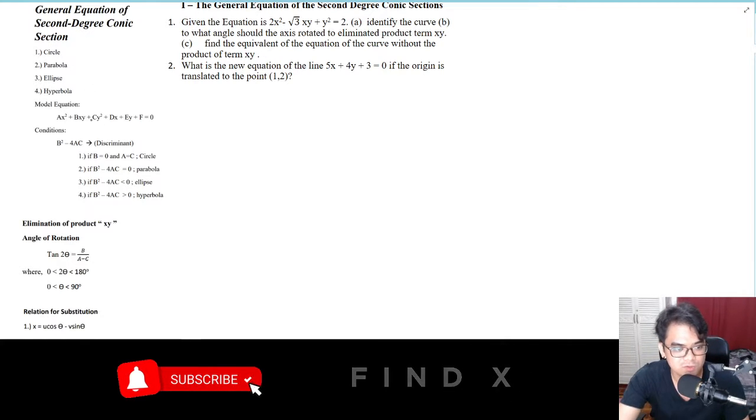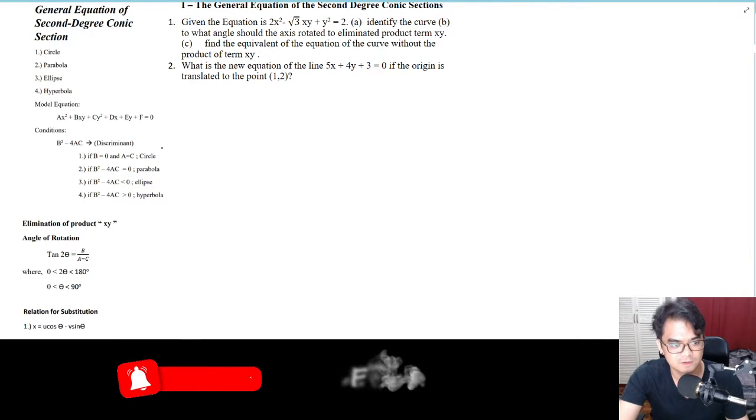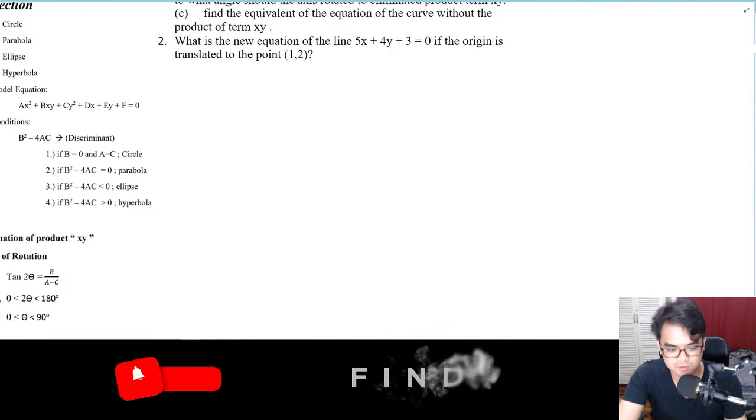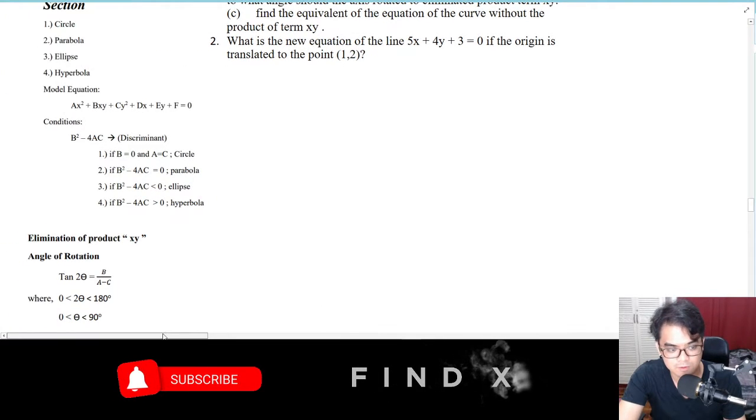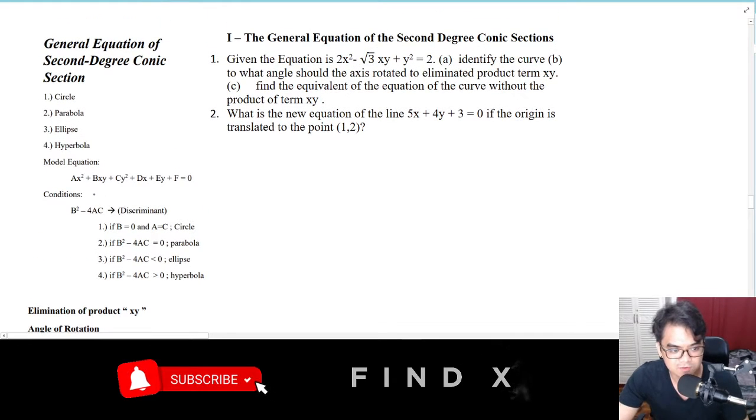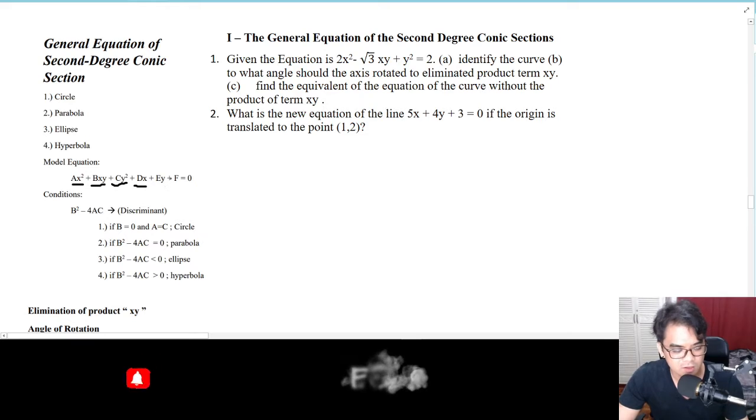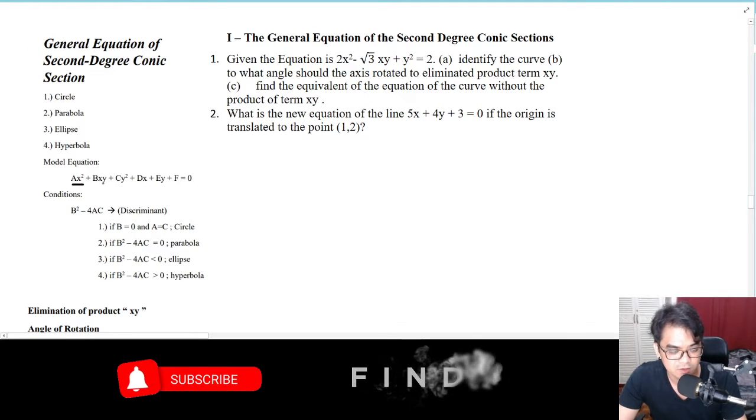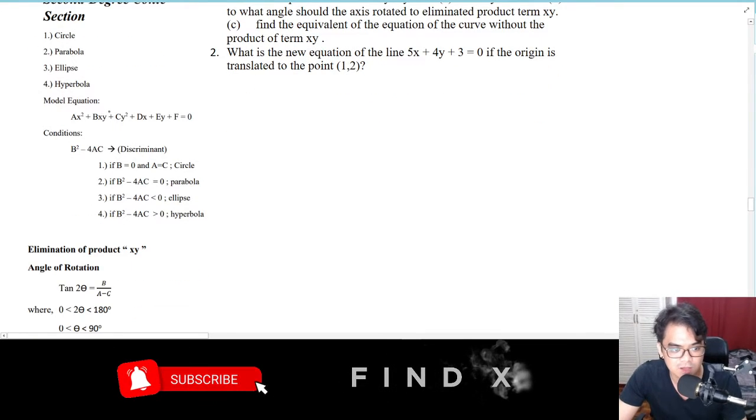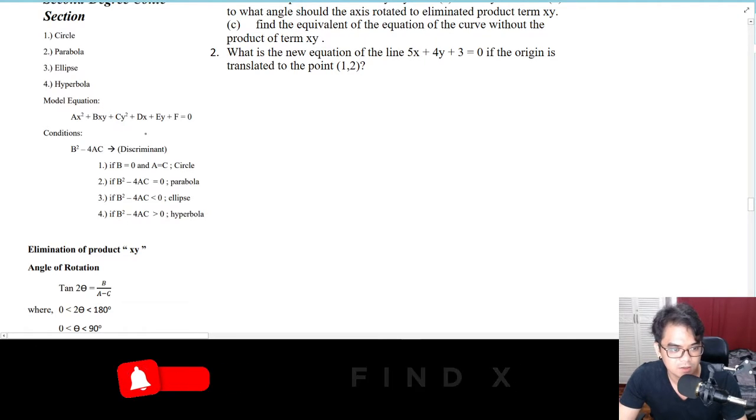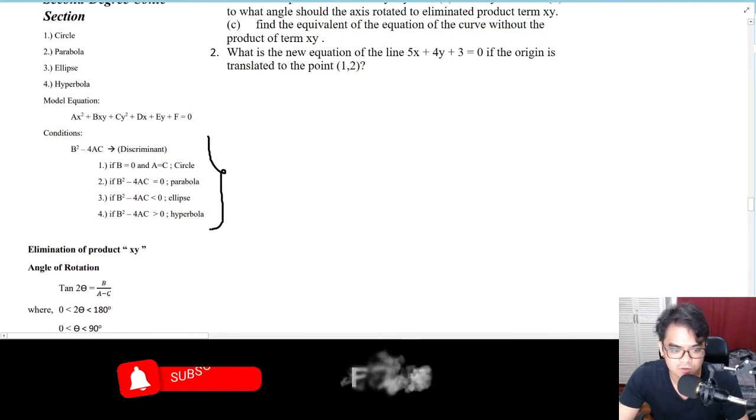So for the model equation, let me zoom in so that you can see it better. You'll have ax squared plus bxy plus cy squared plus dx plus ey plus f. As you can see, the difference here now is that you'll have an xy product, but we have conditions here.